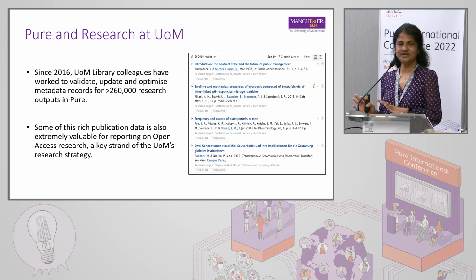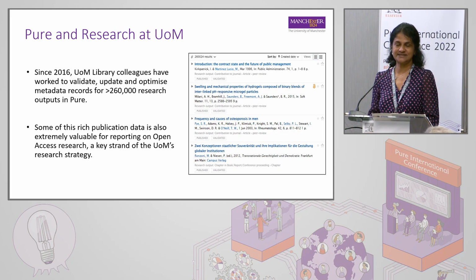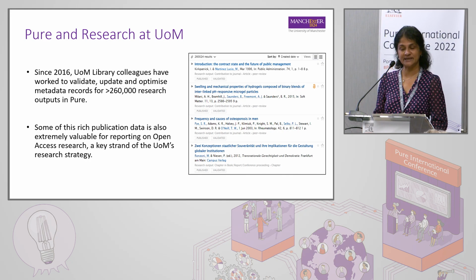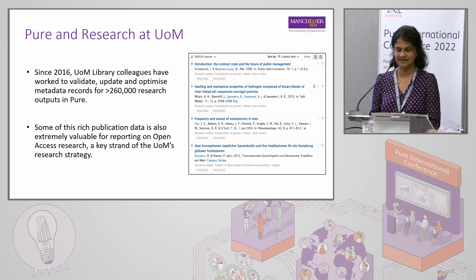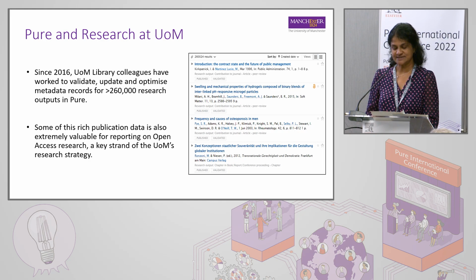Before we dive into this tool, I want to talk about Pure and research at Manchester. Since 2016, my colleagues at the library have been working with Pure to validate, update, and optimize metadata. So far they have handled over 250,000 research outputs in Pure. This high quality metadata served on the Research Explorer helps to improve the discoverability and visibility of our research at Manchester. A subset of this publication data is also extremely valuable for reporting on open research, which is a key strand of the University of Manchester's research strategy.